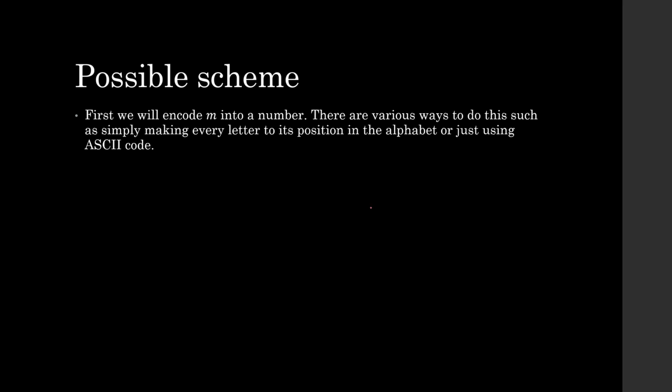Another way we could do it is just use ASCII code. There are already standards for sending characters to numbers, so you can do that. Once this is done, we're going to add a few digits to m to make it a prime, and this is where we relate back to our probabilistic primality testing. Now, I believe there are better ways to do this, some smart algorithms for efficiently adding digits to a number to make it a prime.